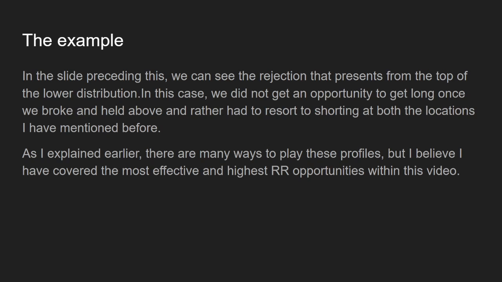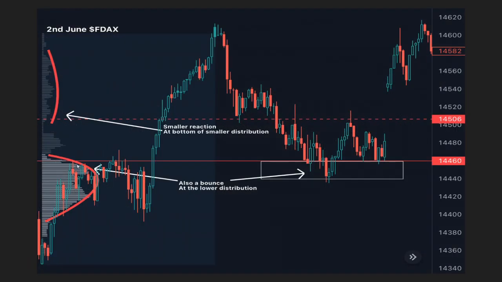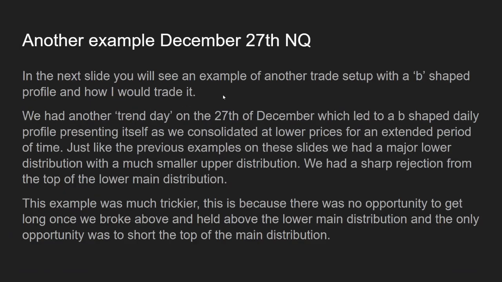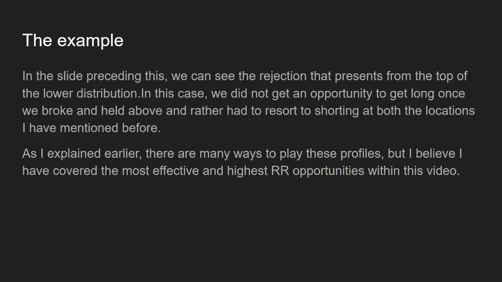As I explained before, there are quite a few ways to play this profile, but I believe I have covered the most effective and highest risk to reward opportunities within this video. So we have the short at the top of the high volume node. We also then have a long at the top of the high volume node, and then we have a short at the top of the low volume area or the bottom of the high volume area. These are the three main setups that you need. I have discussed the risk that I would take on these trades in this video, so you can probably go back and see where I discussed that.